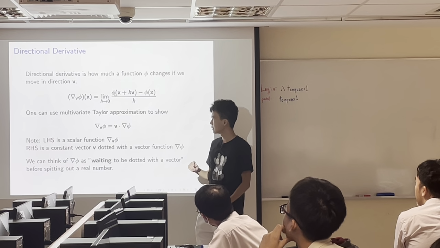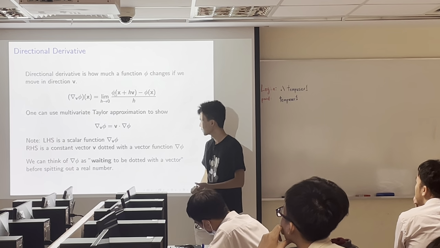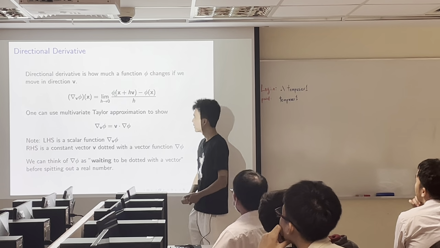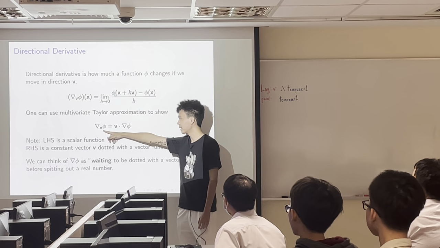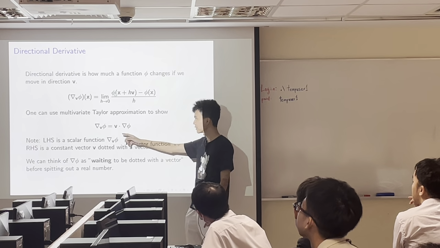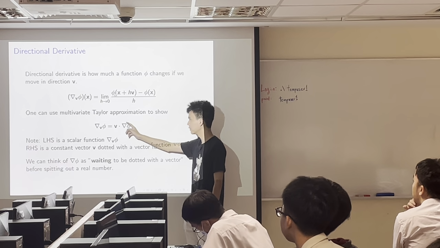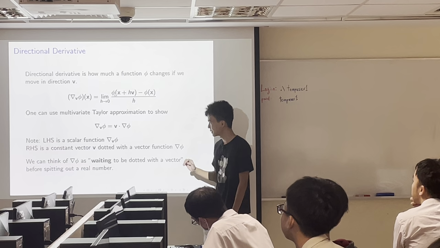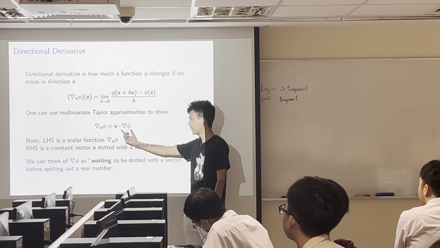Okay, so the key idea is, why am I mentioning this directional derivative? The reason is because if you Taylor expand the definition over here, you can actually check that grad_v of phi, the directional derivative, equals the vector v dot with the vector field grad phi. Okay, so the reason I mentioned this is because this gives us a different perspective of how to think of my grad phi.